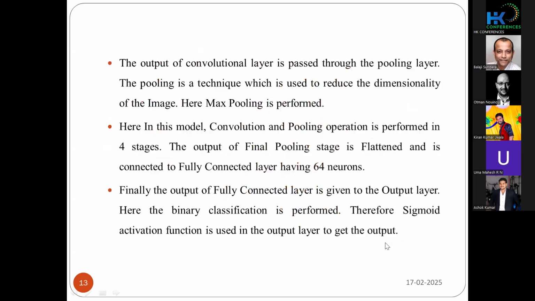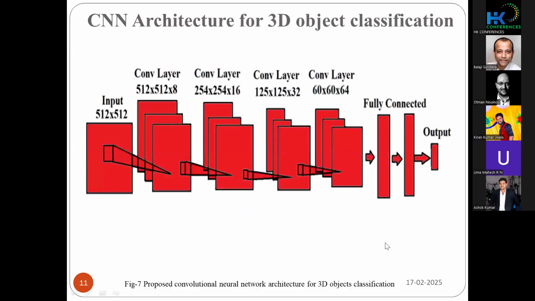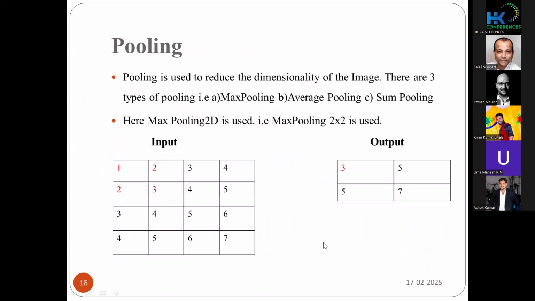So after performing convolution operation in the convolutional layer, that convolutional layer output will be passed through the pooling layer. Pooling is also one of the dimensionality reduction techniques. I have performed max pooling technique in the convolutional neural network. If I consider a 4x4 input, max pooling 2D means in the two-dimensional matrix, it will consider the maximum pixel among the existing pixels. So for example, in a 2x2 matrix, 1, 2, 2, 3: 3 will be considered because it is the maximum pixel. 3, 4, 4, 5: 5 will be considered. 5, 6, 6, 7: 7 will be considered.